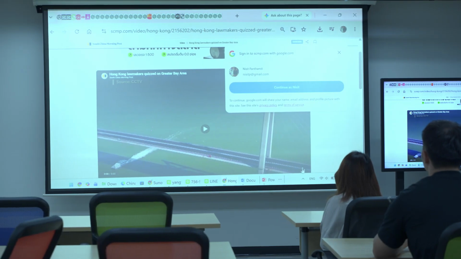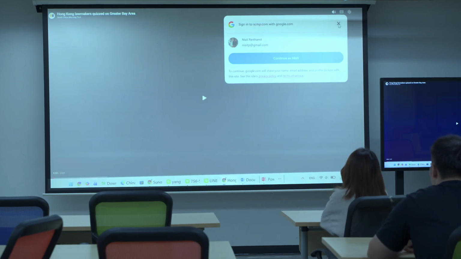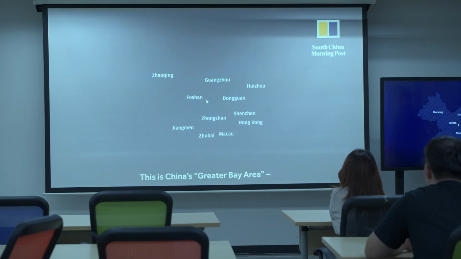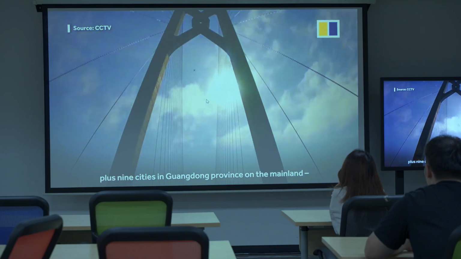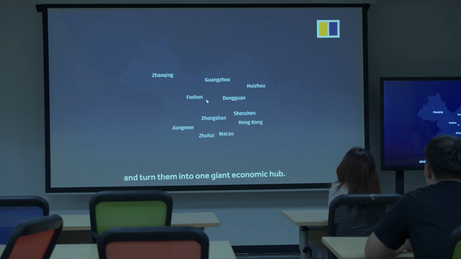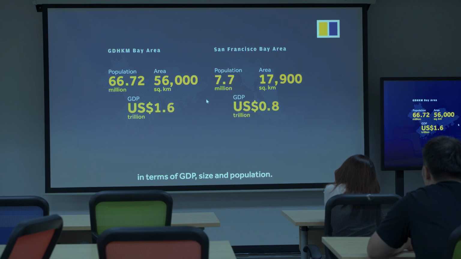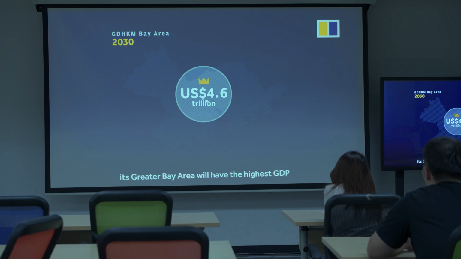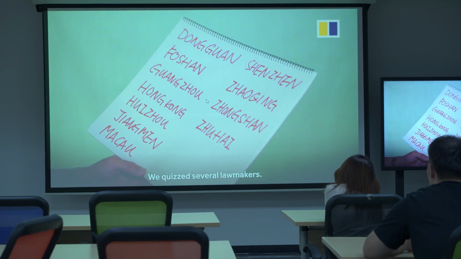This is China's Greater Bay Area. An ambitious plan by the central government to link the special administrative regions of Hong Kong and Macau, plus 9 cities in Guangdong province on the mainland, and turn them into one giant economic hub. It's already surpassed the more famous San Francisco Bay Area in terms of GDP, size, and population, but it lags behind the Tokyo Bay Area. The Chinese government, though, optimistically forecasts that by 2030, its Greater Bay Area will have the highest GDP among all the Bay Areas in the world. But how much do decision makers in Hong Kong know about it? We quizzed several lawmakers.